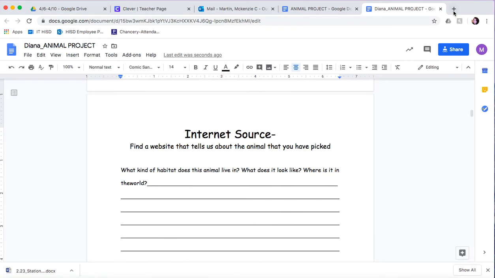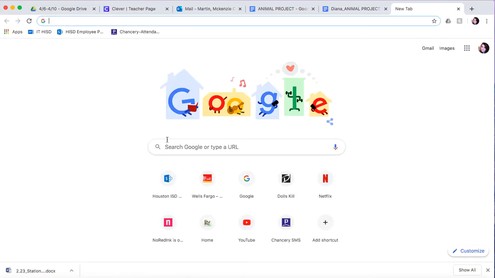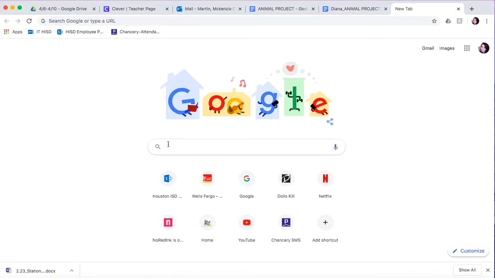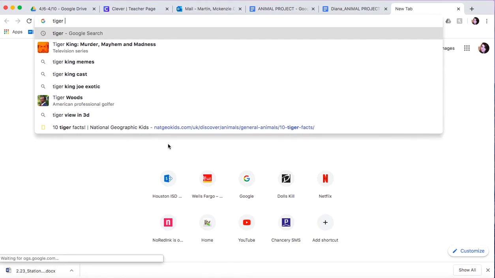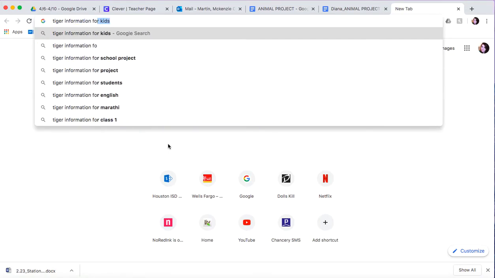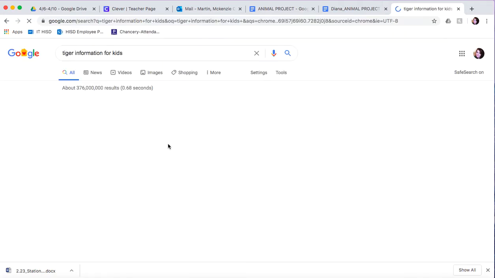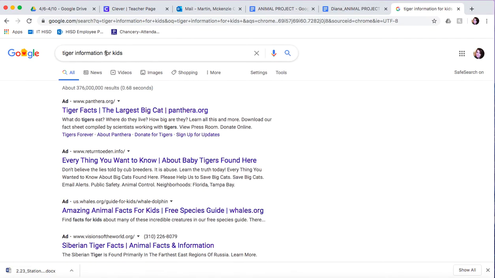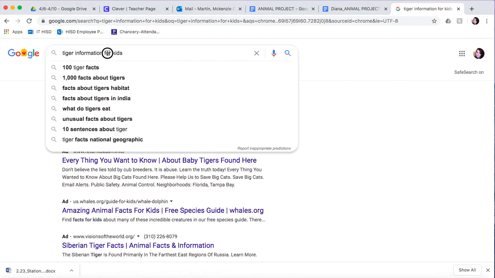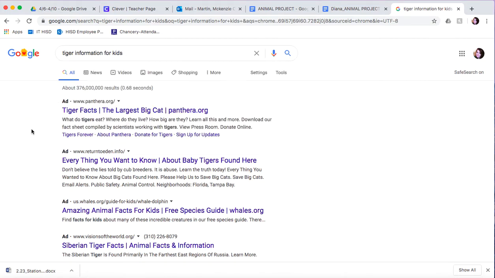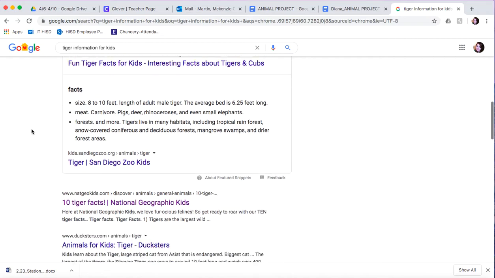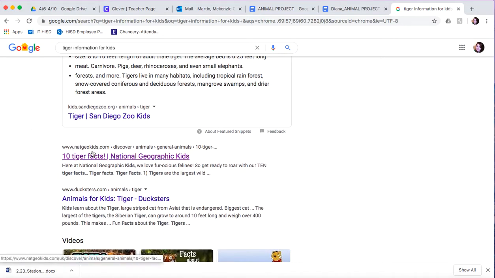So let's say I want to do something about tigers. Then I'm going to go to Google and type in tiger information for kids, because you guys are kids. I think it's best that we look with that last part, for kids, so you can better understand it. Okay, I'm going to try and look. Oh, I see Nat Geo Kids. That's a really great website because that's National Geographic and it says 10 tiger facts. Ooh, I'm going to go here.